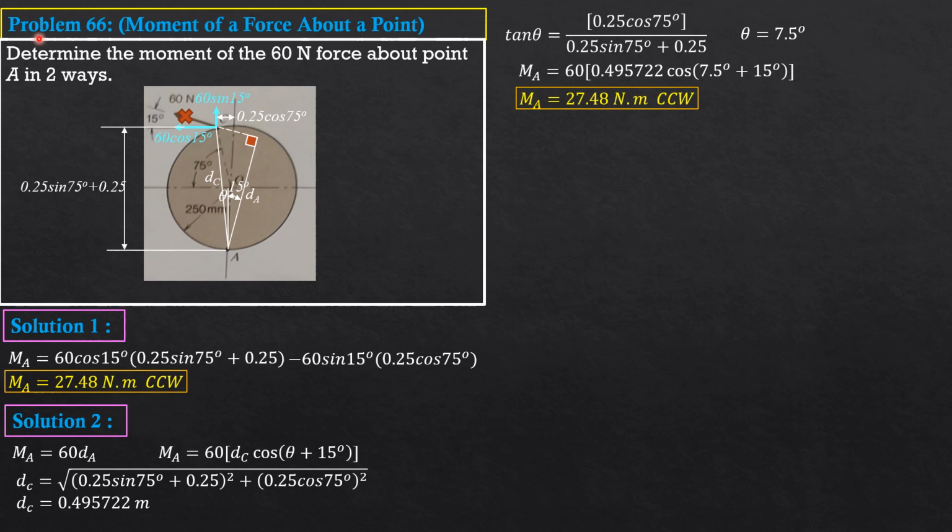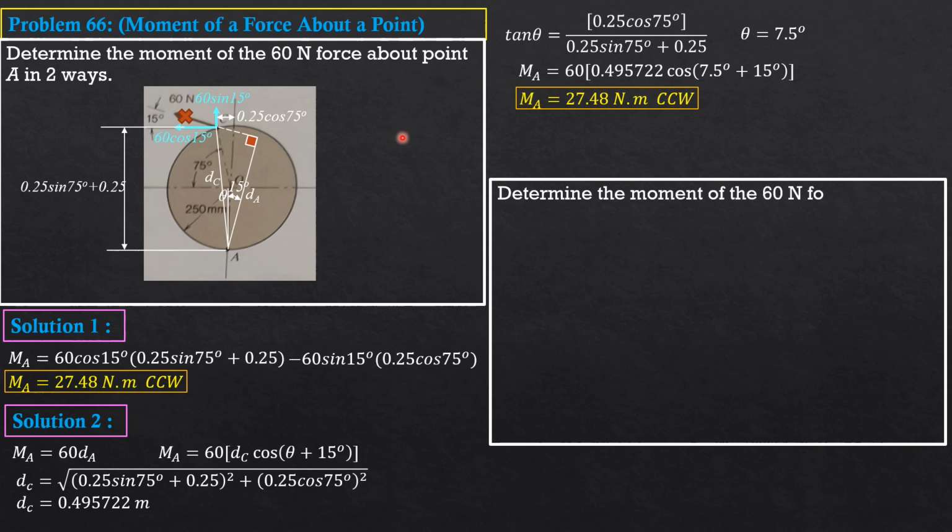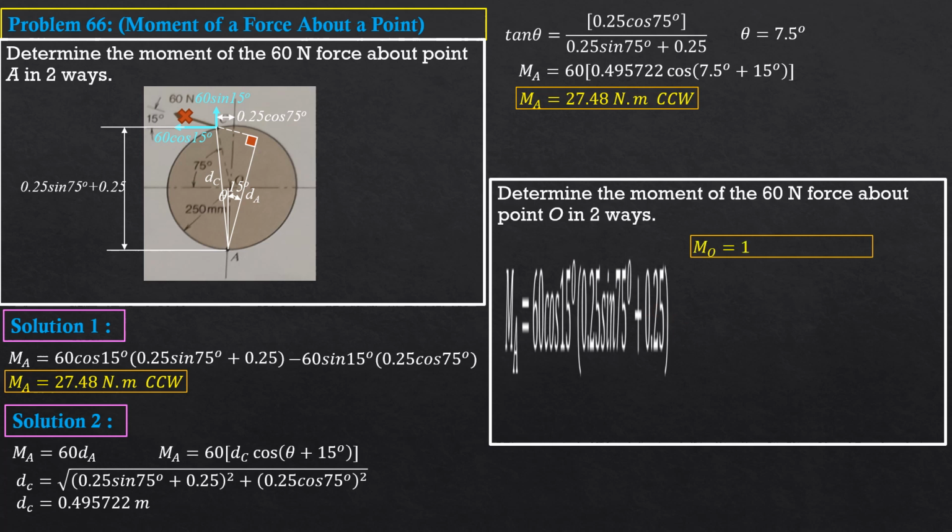So that's it, because the instruction is just the moment about point A in two ways. But supposedly we are not obliged to present so many solutions, just one is enough. But if the problem requires a certain number of ways, then we must follow that. Determine the moment of the 60 Newton force. This is your part, about point O, so about the center, in two ways only. So these are the answers: 12.99 Newton meter counterclockwise, and that's it.